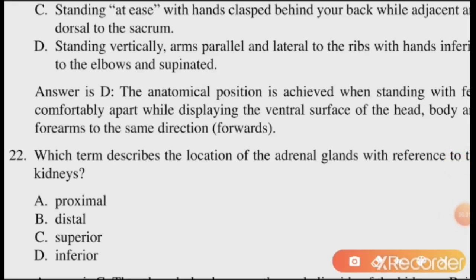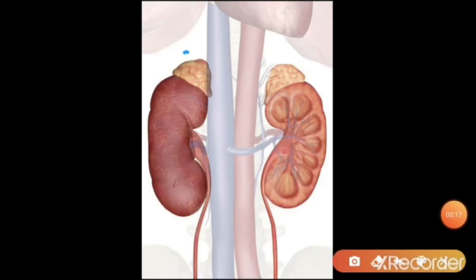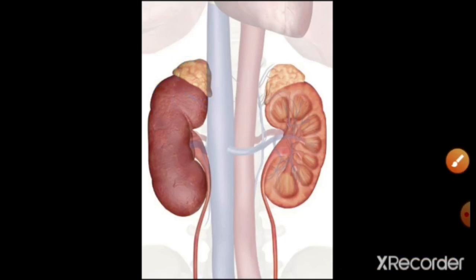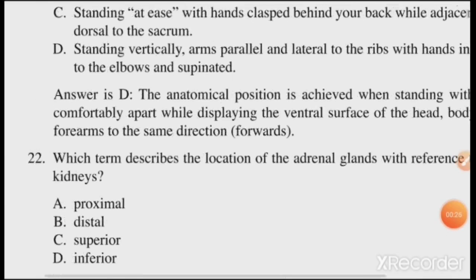Next question: which term describes the location of the adrenal gland with reference to the kidney? Option A, proximal; option B, distal; option C, superior; option D, inferior. The adrenal gland is situated superior to the kidney. The correct answer is option C, superior.